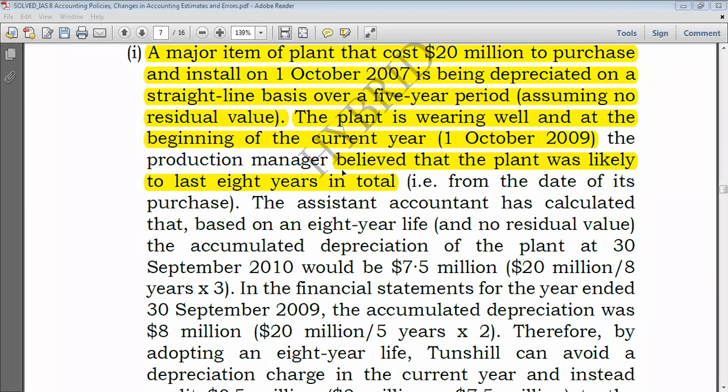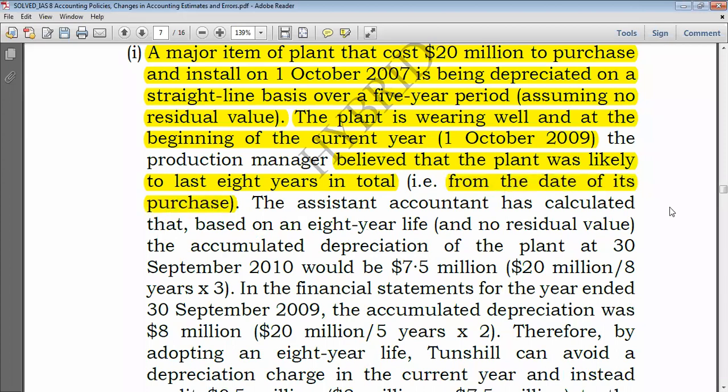So we are told that it is believed the plant was likely to last 8 years in total. The question was very clear: from the date of its purchase. Not everyone will give these explanations in an exam. You should know, if you are not told the remaining life, that means it's the total life from the beginning. So it's you who will have to deduct the years that have already passed, right?